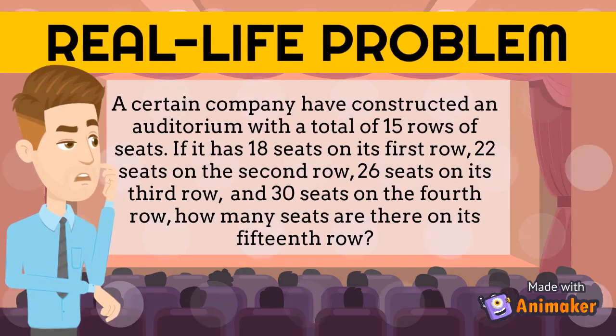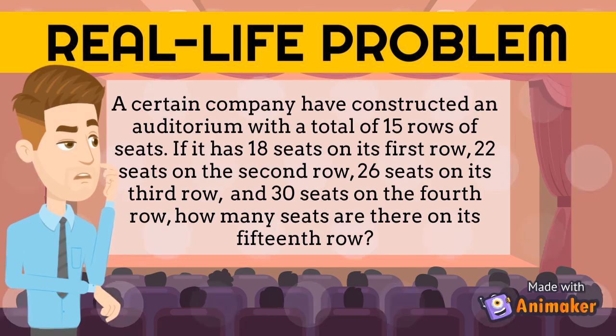For our application, a certain company has constructed an auditorium with a total of 15 rows of seats. If there are 18 seats on its first row, 22 seats on the second row, 26 seats on its third row, and 30 seats on the fourth row, how many seats are there on its 15th row? In solving this word problem, we don't need to count one by one all the seats on the 15th row. You can now use your newly learned knowledge on arithmetic sequence by applying our three-way steps.